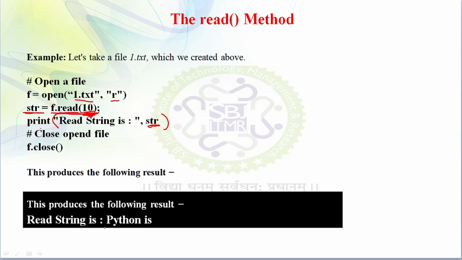It will print the first 10 characters: 1, 2, 3, 4, 5, 6, 7, 8, 9 and 10. So it will read "Python is" from the 1.txt file. From the complete file, the first 10 characters will be taken into the str string, and then it will be printed. After that we will close the file using the f.close function.